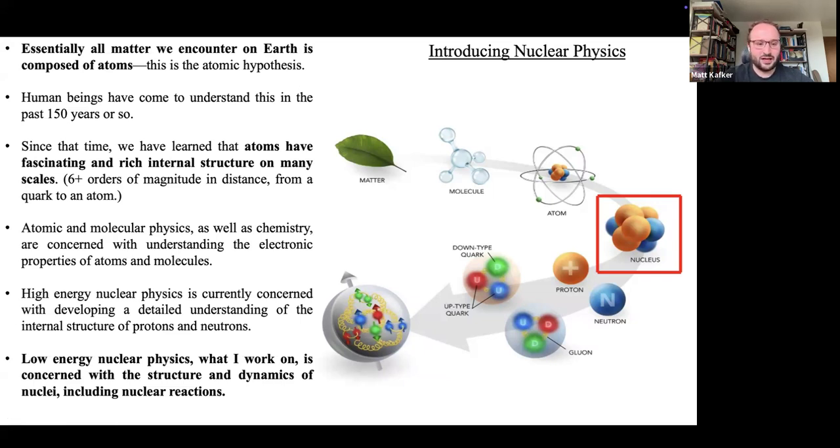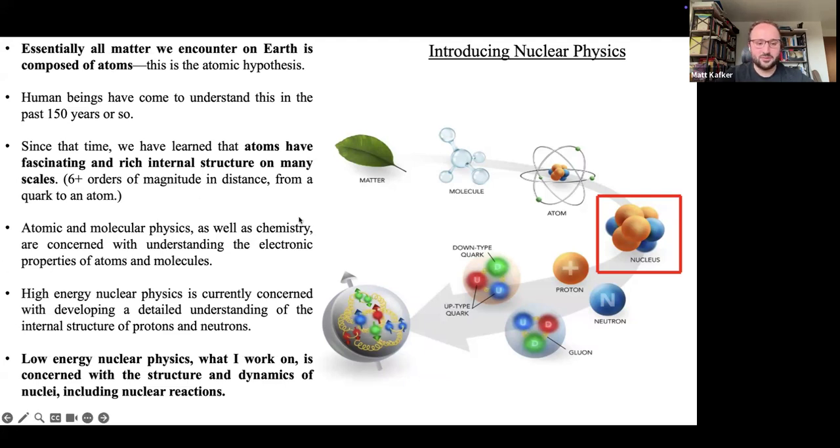Since that time, we've learned that atoms have a lot of stuff going on. You can look at the electronic structure. You can also look at the nuclear structure and also at the subnuclear structure. And there's all sorts of things going on. We've got at least 6 orders of magnitude of length scales where interesting things are taking place. And this is probably more than 6. I just don't know a lot about it. Once the length scales start getting really small, we start leaving my area of expertise.